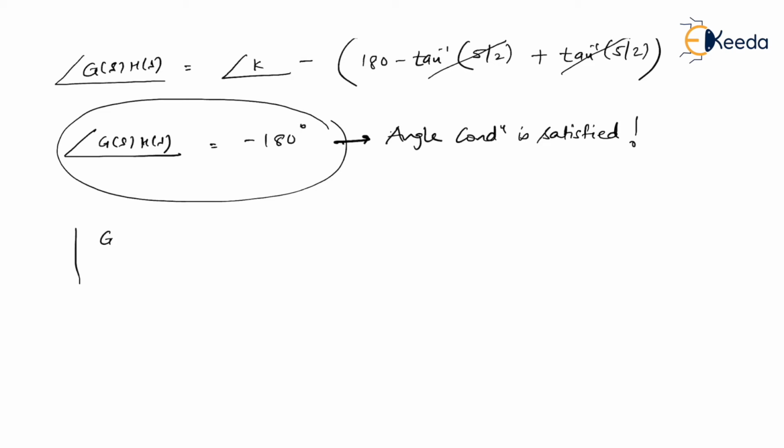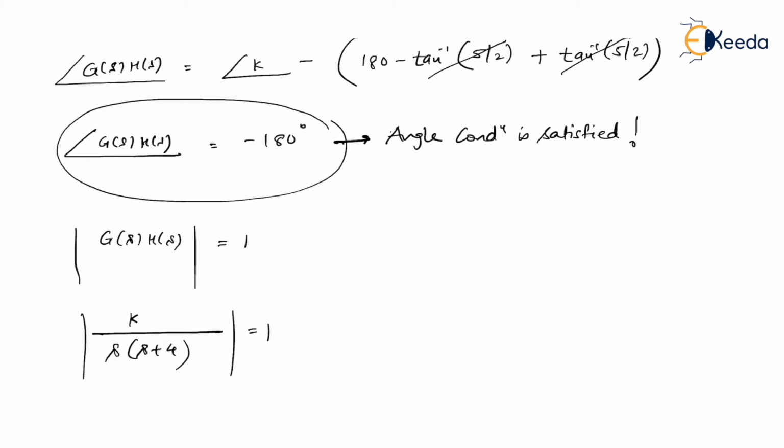It is simply mod of g of s h of s. That is, magnitude of g of s h of s must be equal to 1. So what was g of s h of s? Let me write it again. It was nothing but k upon s into s plus 4, magnitude should be equal to 1.